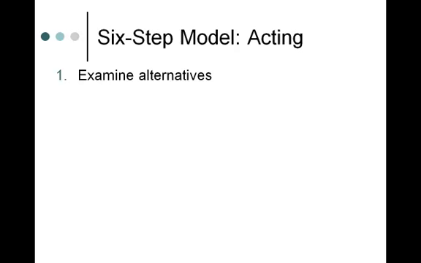So the fourth step of the model, the first part of the second half, is to examine alternatives. Right? And again, how this looks depends on how directive you need to be. But you're going to be thinking about what resources are available. And it's often important to increase the client's awareness of resources, because crisis has a way of blinding us to help that's available.